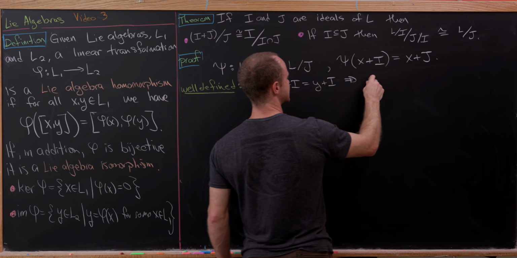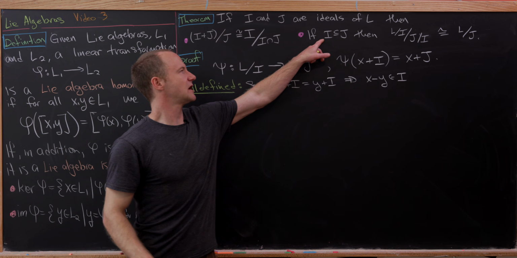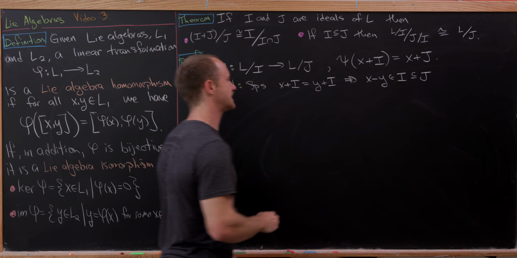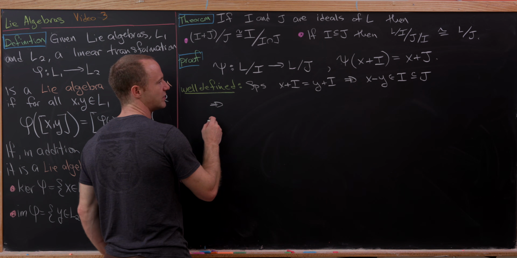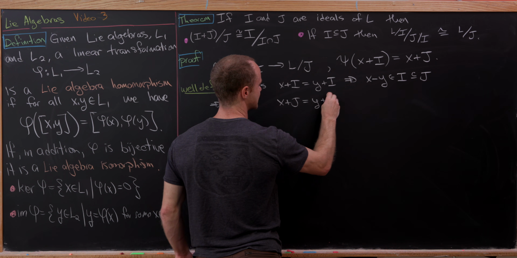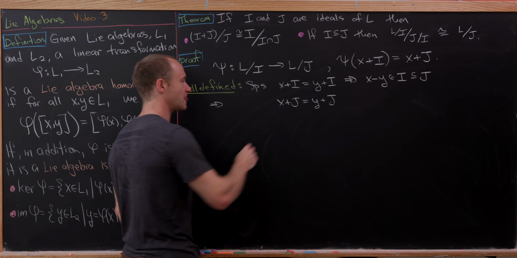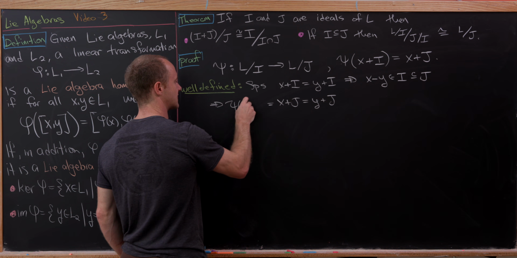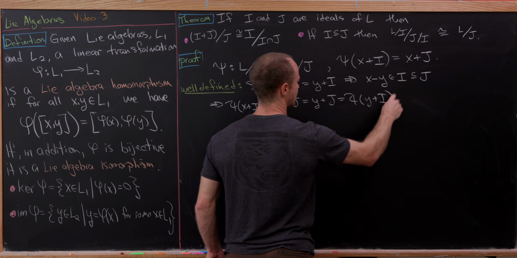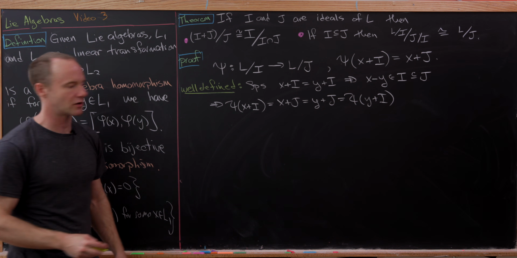But notice that that means that x minus y is inside of I. But let's look up here. Notice that we assumed that I was a subset of J. So that means that x minus y is also inside of J. But in turn, that means that x plus J, the coset, is the same thing as y plus J, the coset, because again, x minus y is inside of J. But then working off to the left, this is exactly psi of x plus I, and this is exactly psi of y plus I. So there we've done it. We've shown that regardless of the name for the input, we get the correct output.